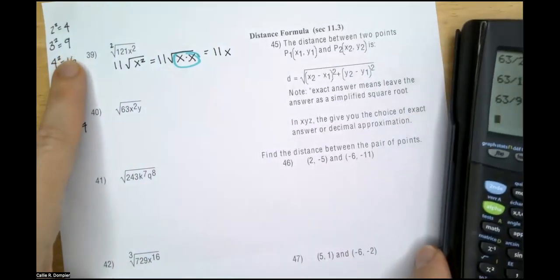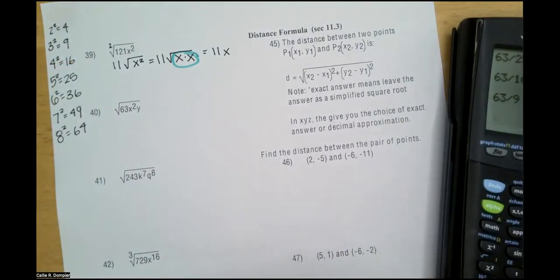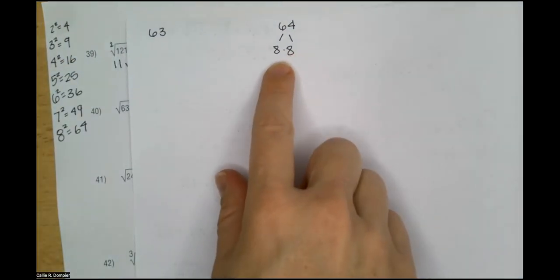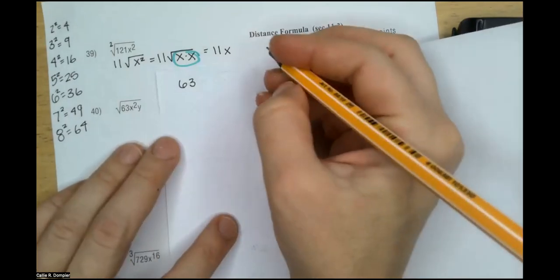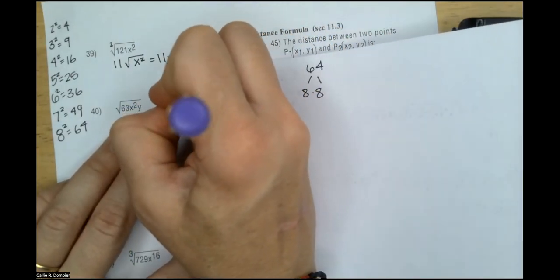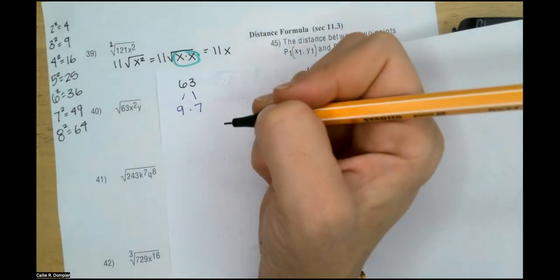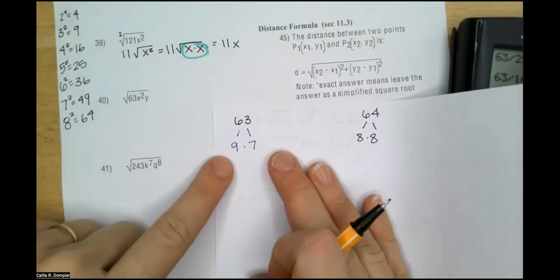So, 63. 64 would have been 8 times 8. With 63, you want one of your factor pairs to be a perfect square. And our perfect square was 9. We said it was 9 times 7, right?